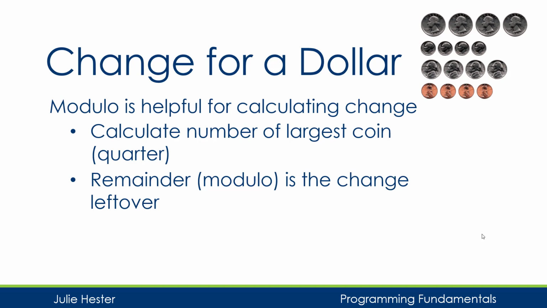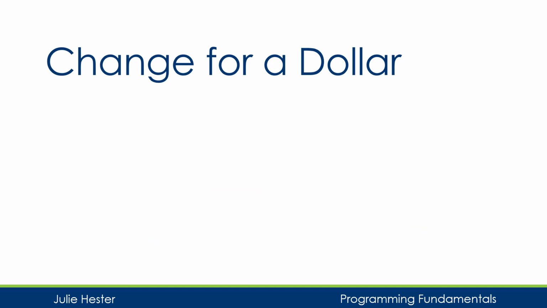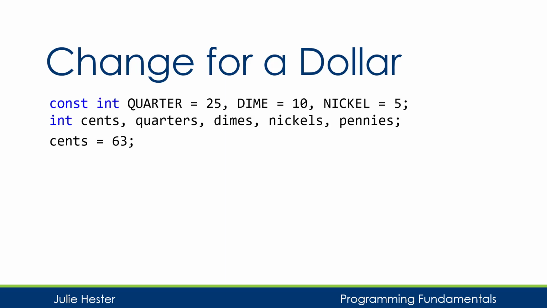Once I know how many quarters I need, I'm going to look at the cents that are left over and now calculate how many dimes and then how many nickels. And finally, what's left over will be my pennies. Let's see how we can calculate change for $1 with C++ code. I'm going to begin by creating my variables and my named constants. I have 3 named constants for the value of the quarter, the dime, and the nickel. Then I'm going to have variables to hold the number of total cents, then the number of quarters, dimes, nickels, and pennies.